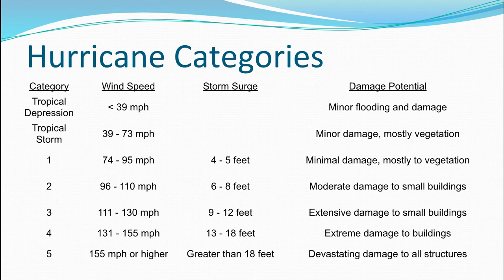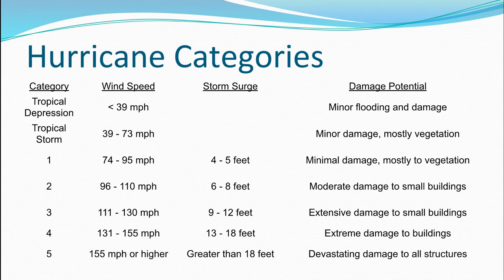So a depression is less than 39 miles an hour, and a tropical storm is between 39 and 73 miles per hour. Now, the tropical storm is when we start naming them, and we're going to talk about the names here in just a second too. But those are going to be a little bit stronger, but they can still pack a wallop if it reaches the shore. You get a lot of damage and flooding, mostly to vegetation, maybe just a little bit to houses, particularly things that aren't secured very well.